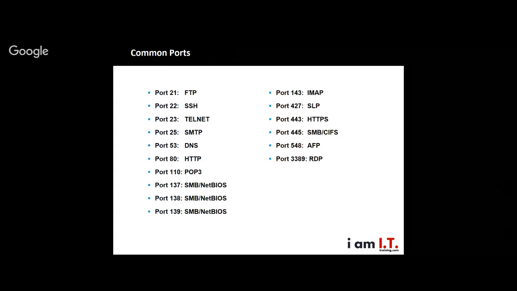So let's go through them. You see 21, but I want you on your flashcards or your notes to add 20 and 21. Those two are both FTP, or file transfer protocol. 22 is SSH, which stands for secure shell. 23 is Telnet, that should be avoided. 25 is super important, simple mail transfer protocol. 53 is DNS, or domain name system. 80 is HTTP. Now this is unsecured, but it's hypertext transfer protocol. POP3 is your post office protocol version 3, and that's 110.